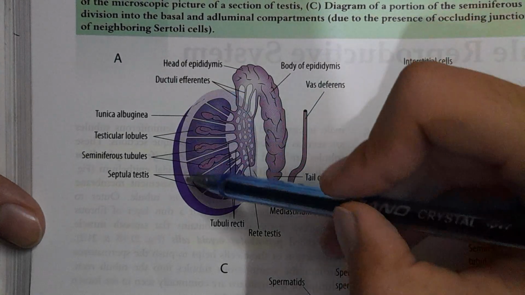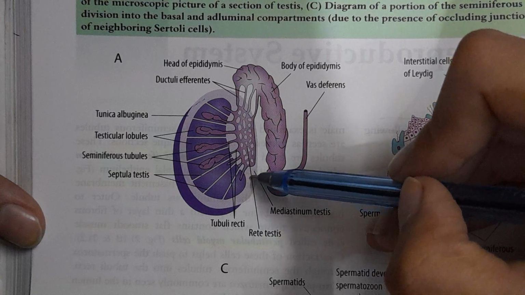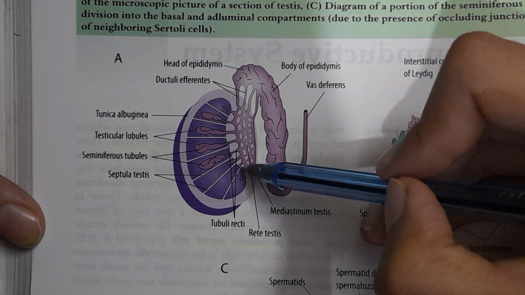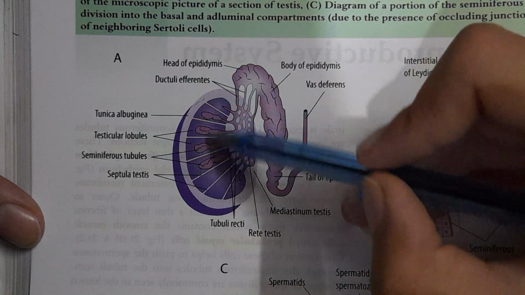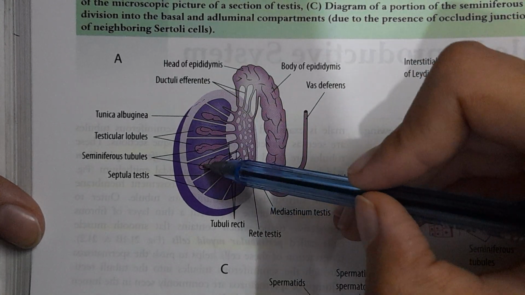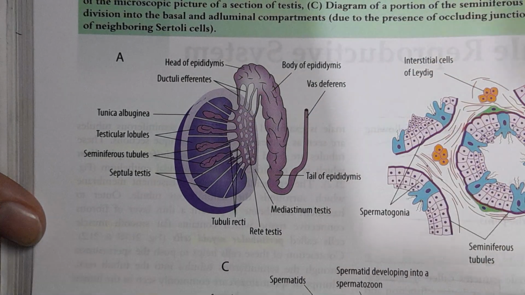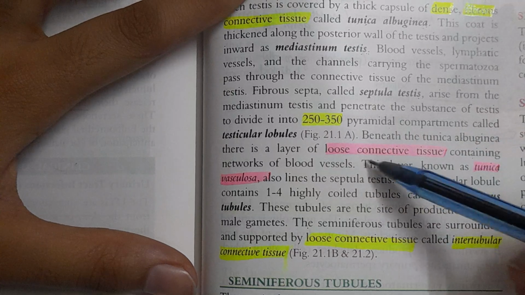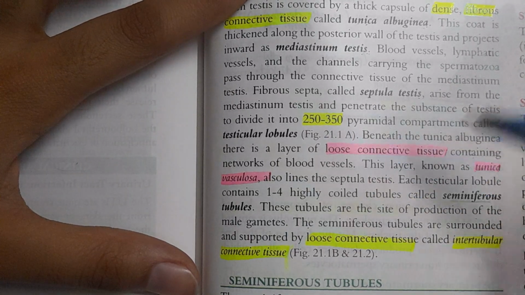So we have the tunica albuginea, a thick fibrous connective tissue, which on the posterior side forms the mediastinum testis. It gives off the septula testis, which form a number of lobules, and the lobules have these coiled structures called the seminiferous tubules. Now they're talking about the tunica vasculosa, which is a layer of loose connective tissue, and it contains a large number of blood vessels.